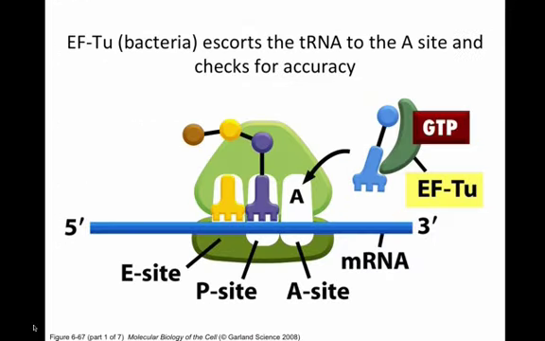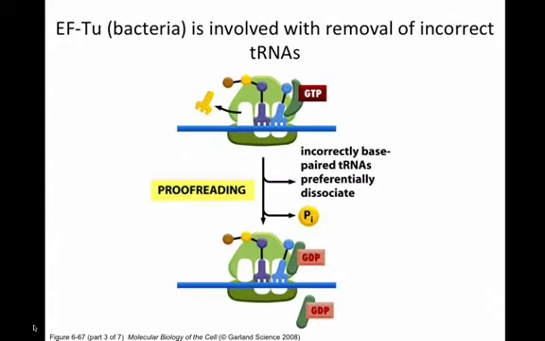EF-Tu, so in bacteria, this is EF-Tu; in eukaryotic cells it's called something else. It escorts the tRNA to the A site, so there you see it in big font and big pictures. EF-Tu binds to the tRNA amino acid, and it checks for accuracy. It's involved with removal of the incorrect tRNAs, so an incorrectly base-paired tRNA will dissociate.